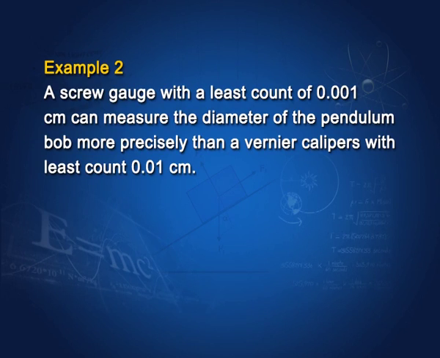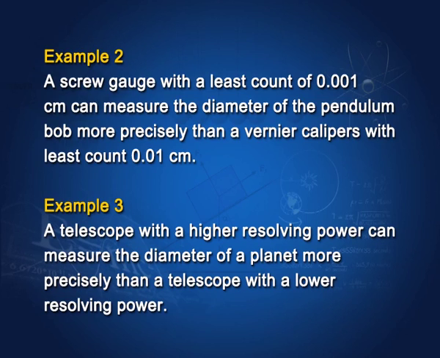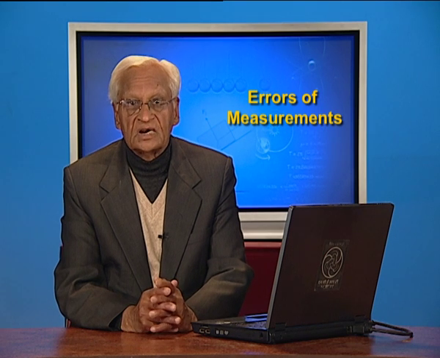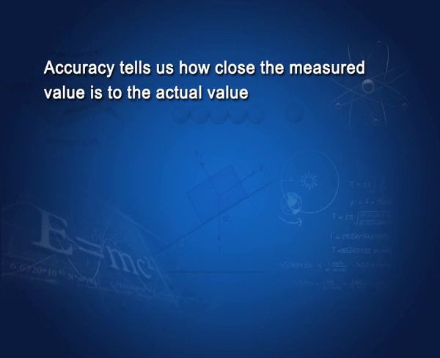Example 2, a screw gauge with a least count of 0.001 centimeter can measure the diameter of the pendulum bob more precisely than a vernier caliper with least count 0.01 centimeter. Example 3, a telescope with a higher resolving power can measure the diameter of a planet more precisely than a telescope with a lower resolving power. This was about precision. So, what is accuracy? Accuracy tells us how close the measured value is to the actual value. Let us look at examples.